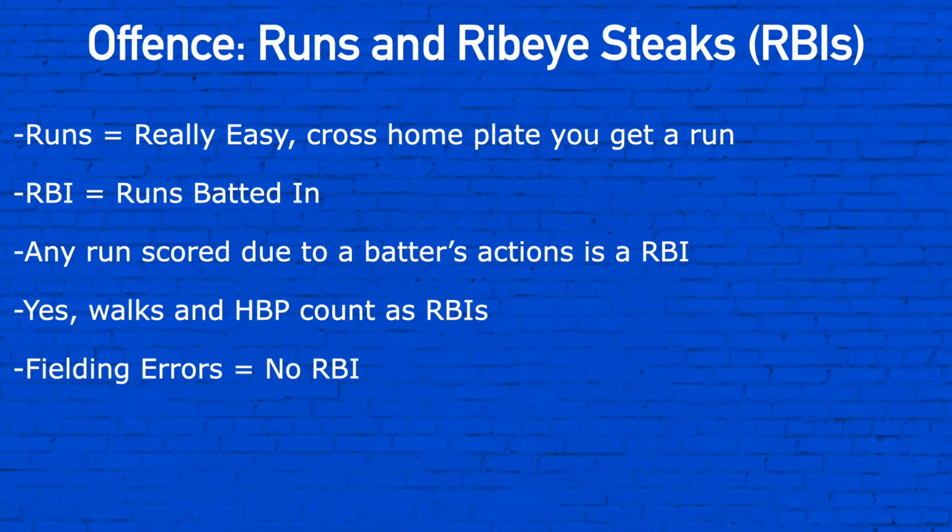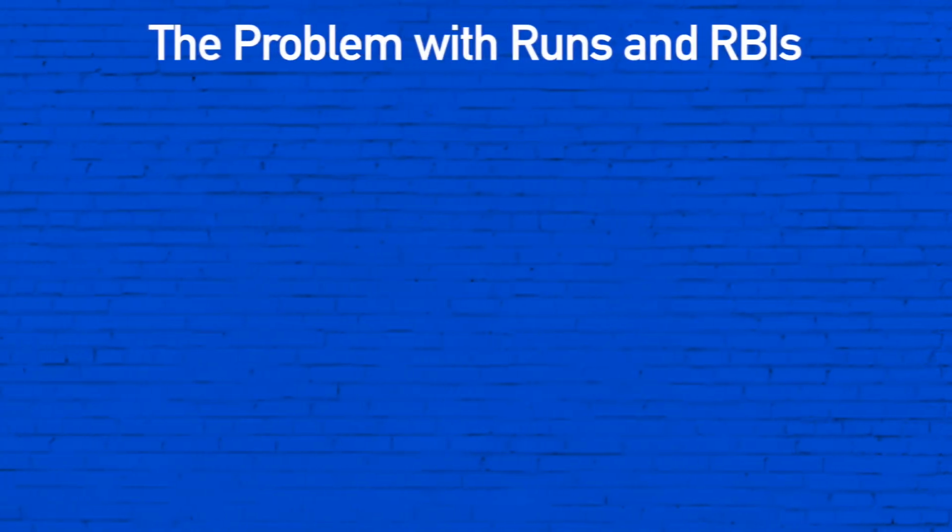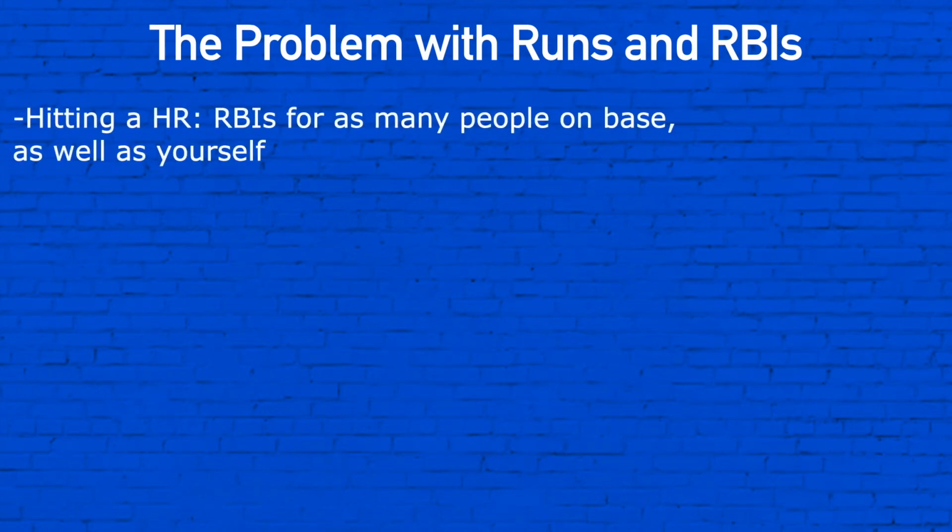Now, what is a good number for both runs and RBIs? Well, this is where I'm not going to say anything because it's not really a good stat. Let me explain. I'd like to explain it in the way of home runs. Of course, when you hit a home run, you get the RBI of every runner on base while also getting the RBI for yourself as you drove in your own run.